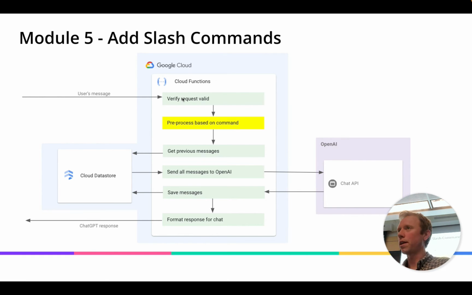So the user's message is going to come in. We're going to verify the request. Then we're going to pre-process that based on the command. So whatever command is given, we're going to do something special with our bot, and then we'll do all the normal things that we do: getting the previous messages, sending them to ChatGPT, and bringing it all back.